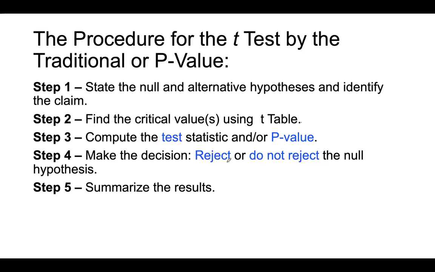Then you just make a decision: is this test statistic in the rejection region or not in the rejection region? And then we just essentially summarize the results.